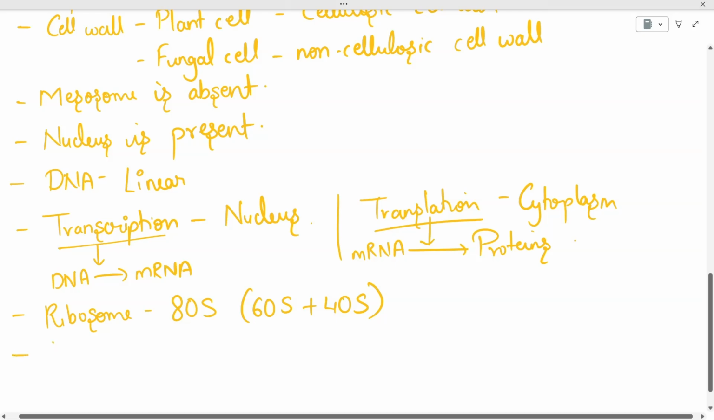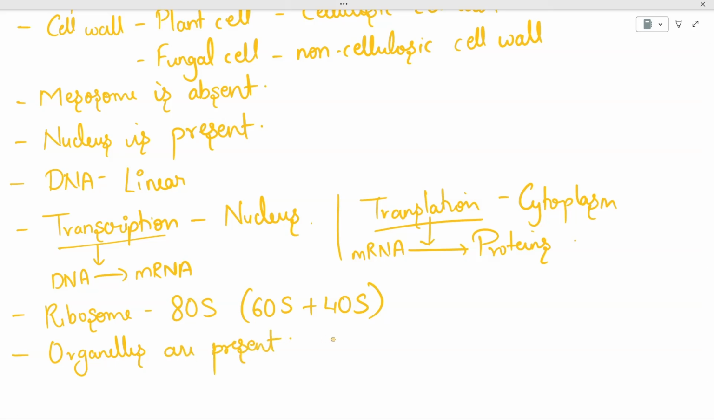You can find that membrane-bound organelles are present here, like mitochondria, chloroplast. Obviously, chloroplast will be present in plant cell, but mitochondria will be present in all the cells. ER will be present, Golgi bodies will be present. So, membrane-bound organelles will be present. These are some of the distinguishing characters between prokaryote and eukaryote.